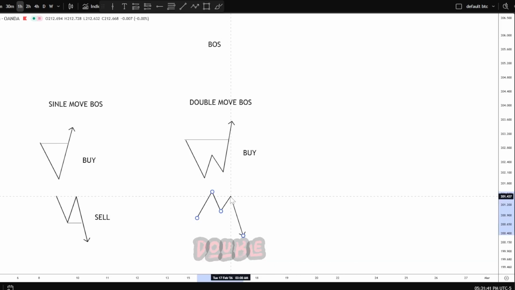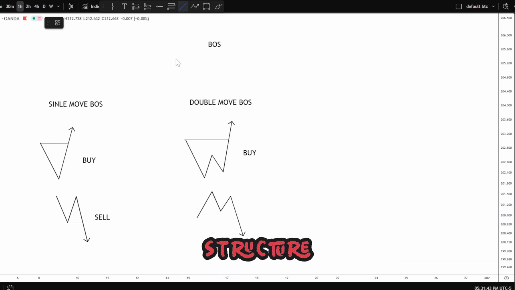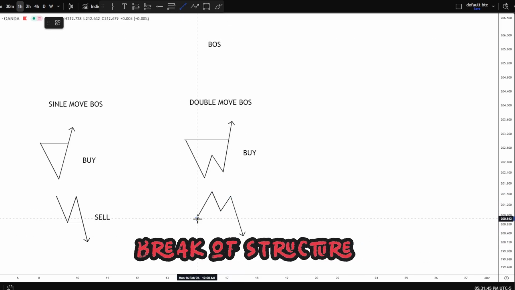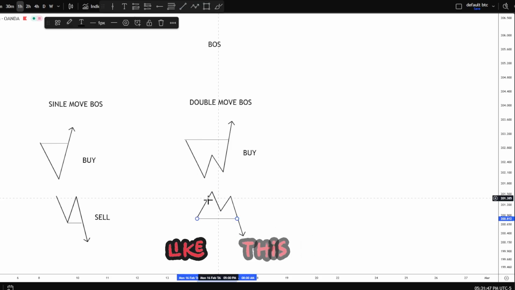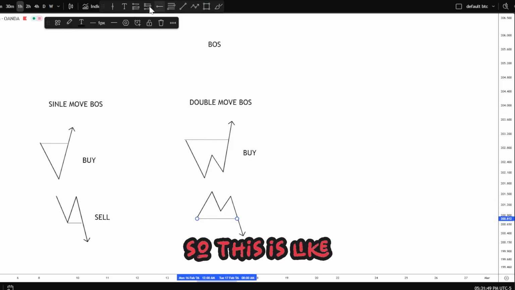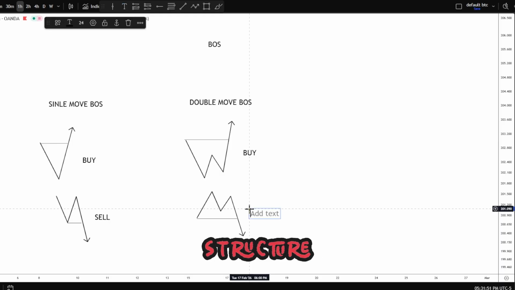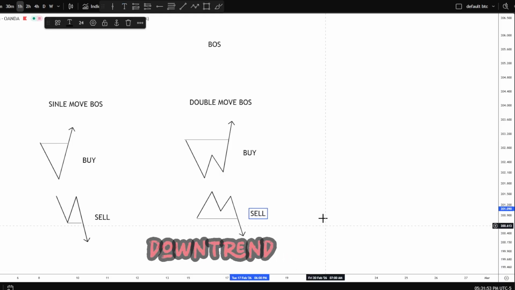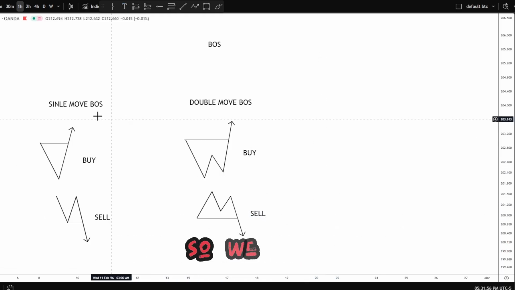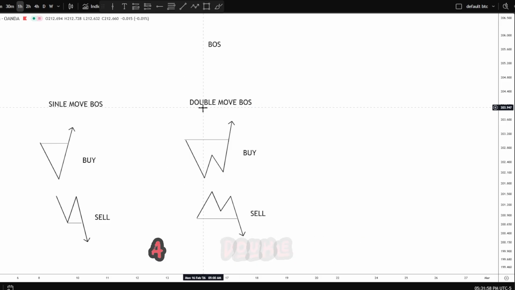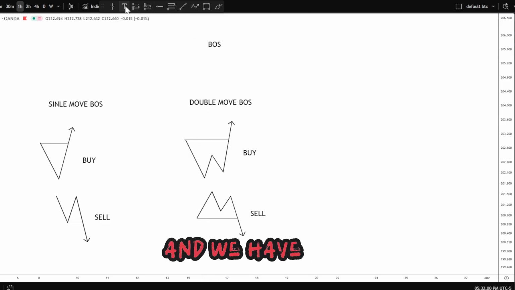So we have the double move break of structure, and we have a break of structure to this side like this. Okay, so we have a break of structure. So this is like a selling break of structure. So this is a downtrend break of structure. Okay, so we have a single move break of structure, a double move break of structure, and we have the multiple move BOS.